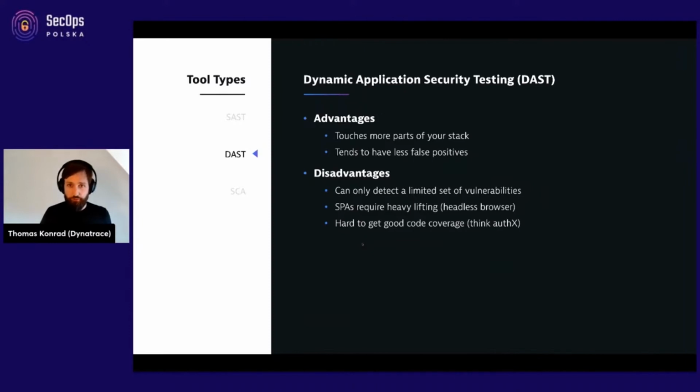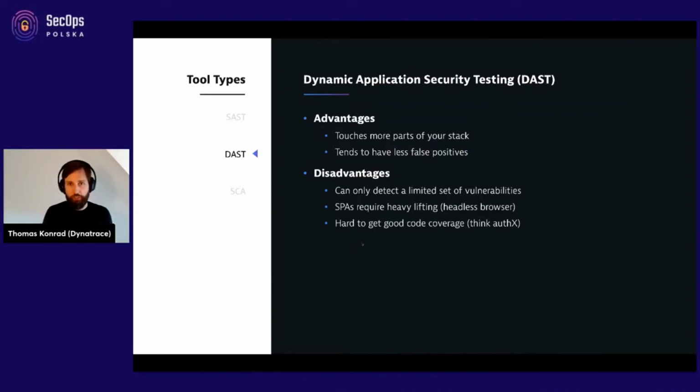Advantages, it touches more parts of your stack, right? It has more of a vertical coverage. It also tends to have fewer false positives because it has more context through your stack. Disadvantage is that it can also only detect a limited set of vulnerabilities. That's the same for all the tools. Also, single-page applications require heavy lifting, so you need a headless browser that simulates the single-page app in order to come up with known good requests.